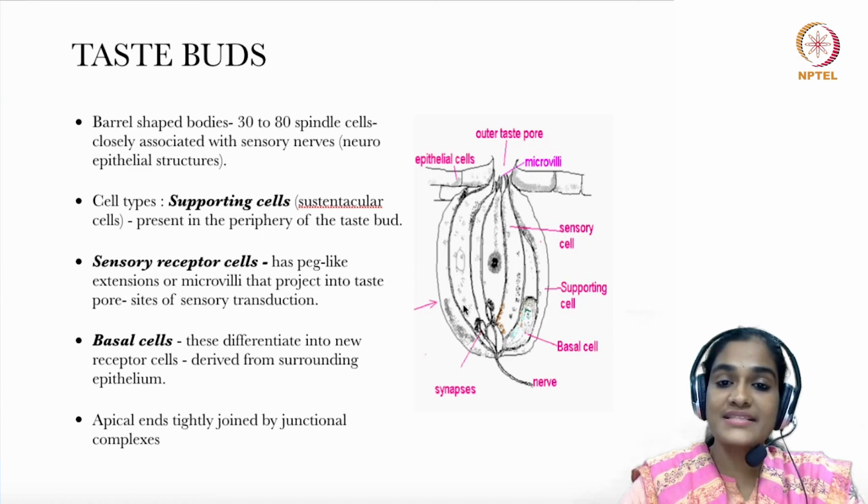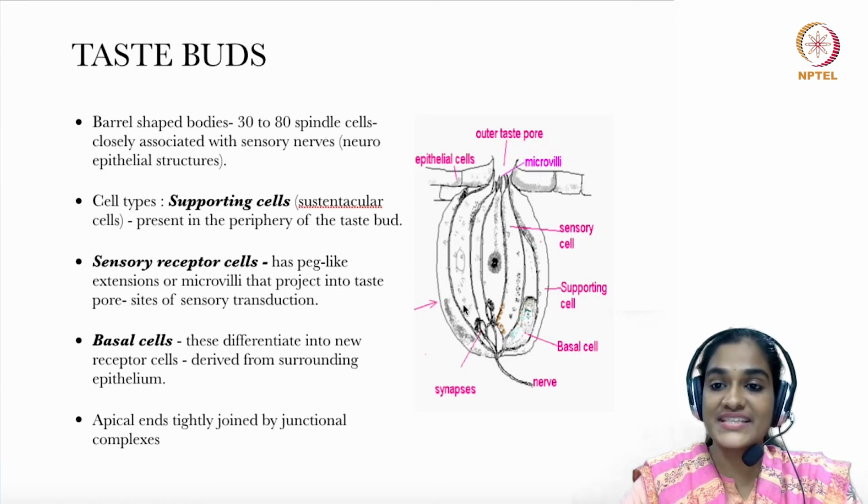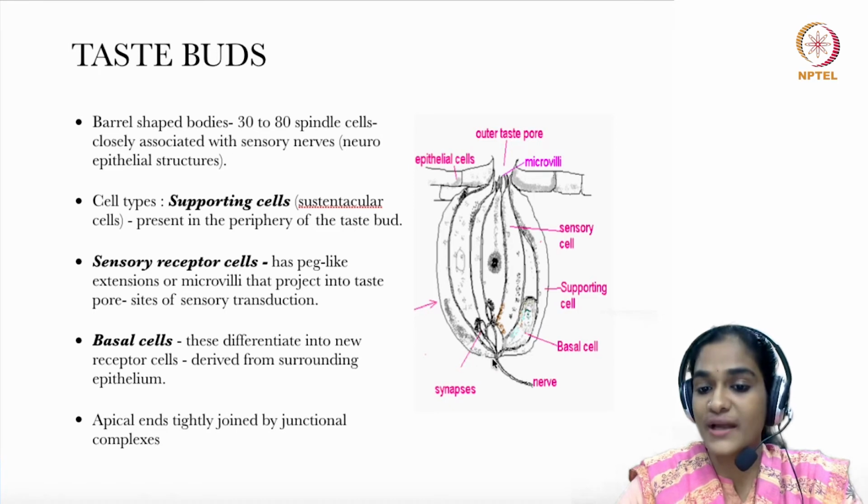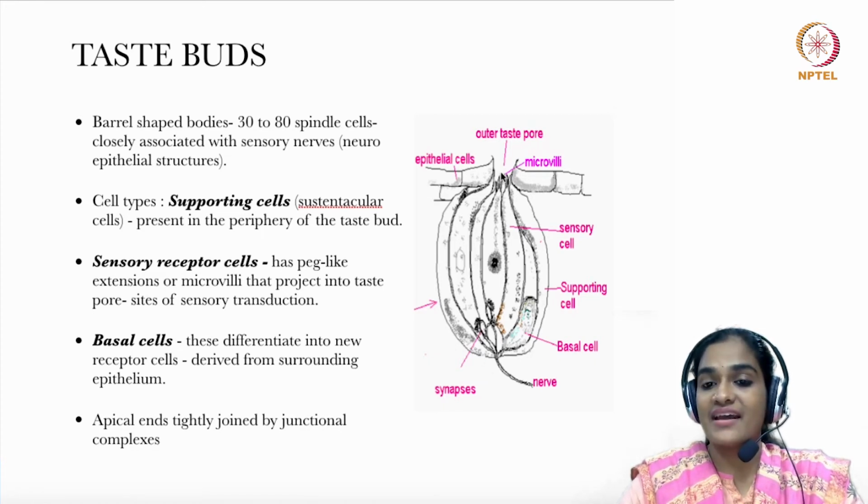The taste buds are barrel-shaped bodies composed of 30 to 80 spindle-shaped cells. They are closely associated with sensory nerves, thus they are called neuroepithelial structures. If you see a taste bud, it has a basal portion which is delineated from the underlying structure by means of a basal lamina. Apically, they end in a taste pit. The taste pit opens to the exterior as a taste pore.